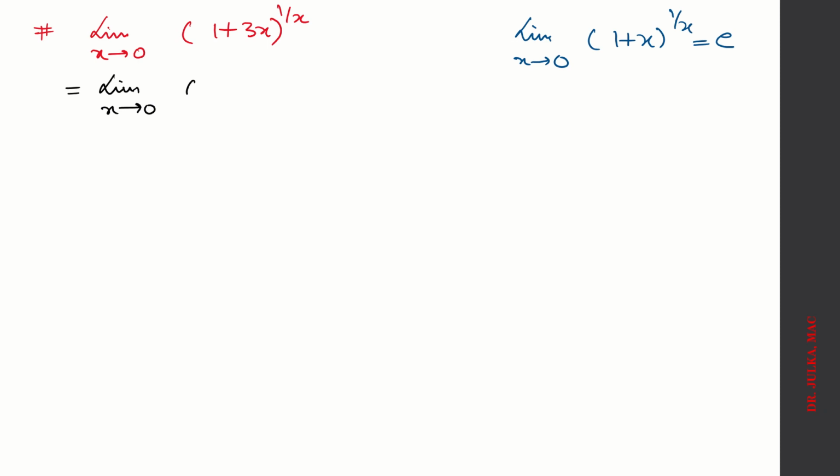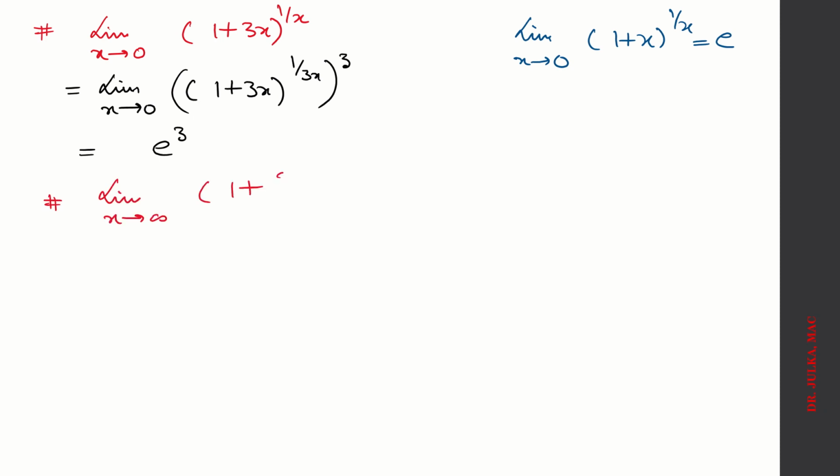Next question. Limit x tends to 0, 1 plus 3x whole raised to the power 1 by x. We know the formula, limit x tends to 0, 1 plus x whole raised to the power 1 by x is equal to e. So in this question, we have 1 plus 3x, and in the power, divide by 3 and the whole raised to the power 3. So inside we get e, and the answer is e raised to the power 3.